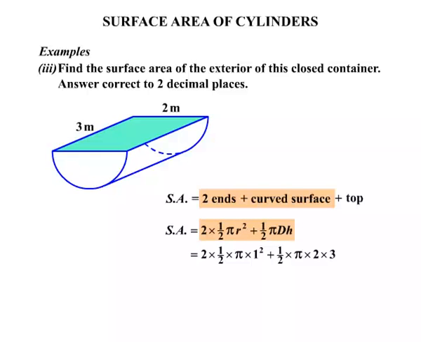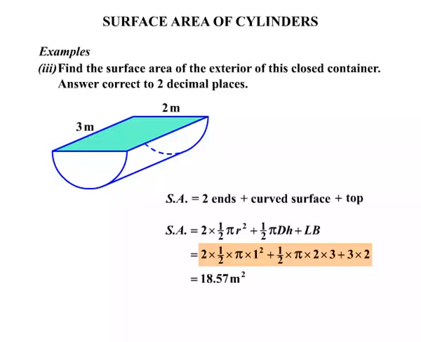Okay, so we're leaving all that working together, but we're going to add LB, length times breadth, because that top simply is the area of a rectangle. So the L and B, let's add that on. The length is 3, the breadth is 2, so we're adding 3 times 2. So when we do that calculation now, we come up with 18.57 square meters, and that's been rounded off to 2 decimal places.